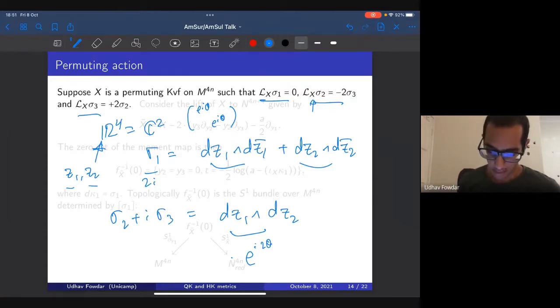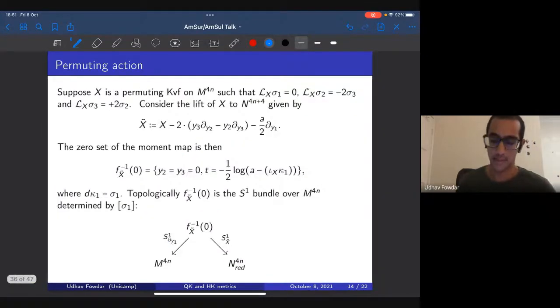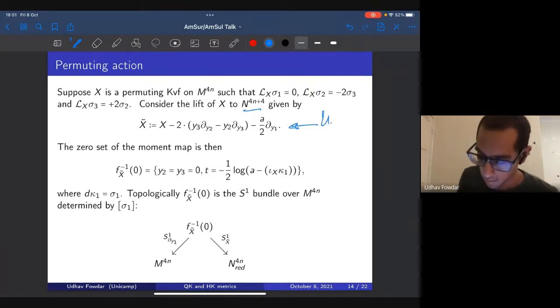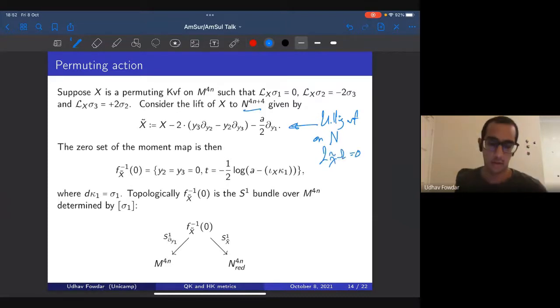Okay. Then you can lift this vector field here. So this is a Killing vector field. You can lift that vector field to your total space. And I claim that if you choose the lift to be the following vector field here, then you get a Killing vector field. This becomes a Killing vector field on N, preserving the four form. So the expression itself doesn't matter, but let me tell you what's what. So this is the lift of the vector field from the base.